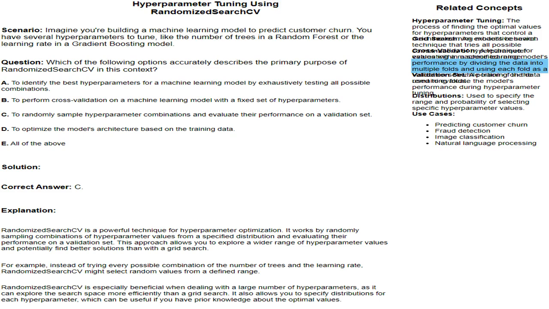Cross-validation. A technique for evaluating a machine learning model's performance by dividing the data into multiple folds and using each fold as a validation set while training on the remaining folds.